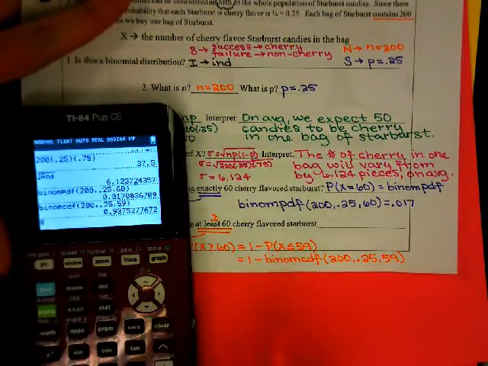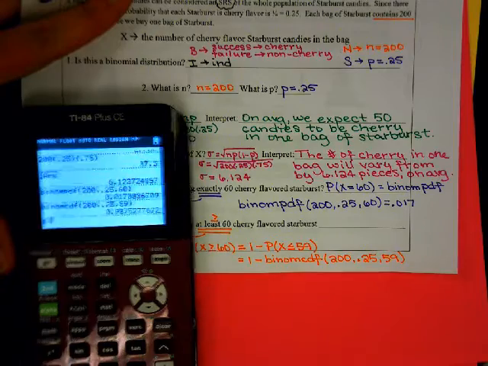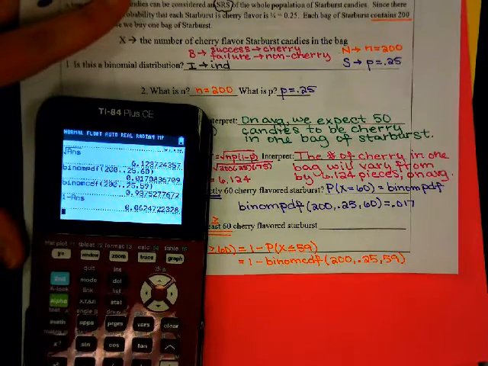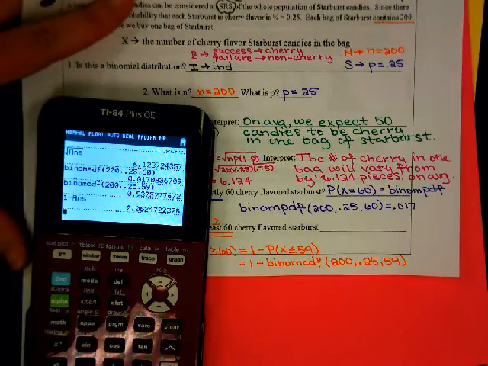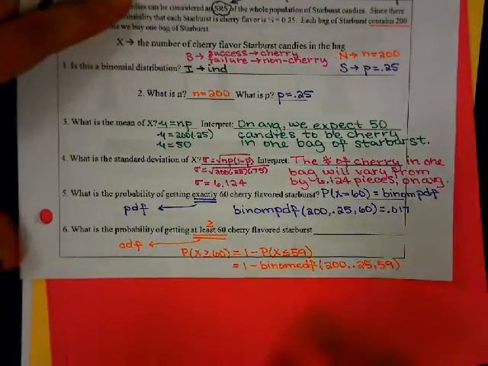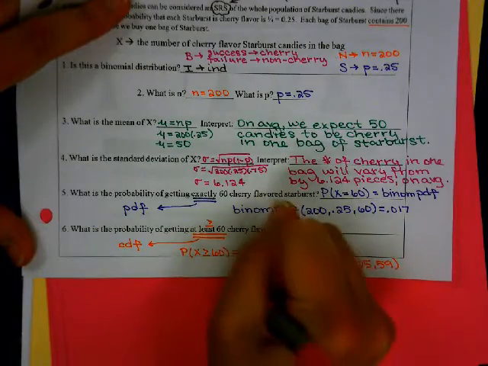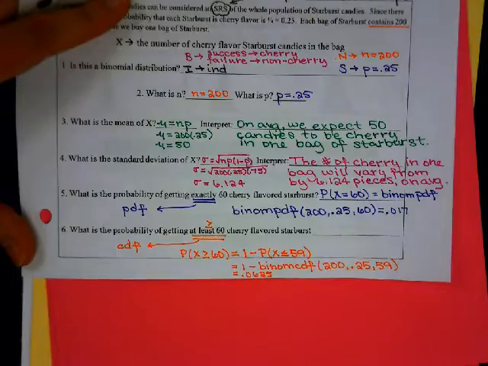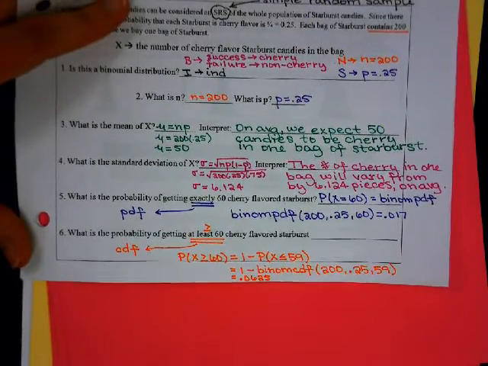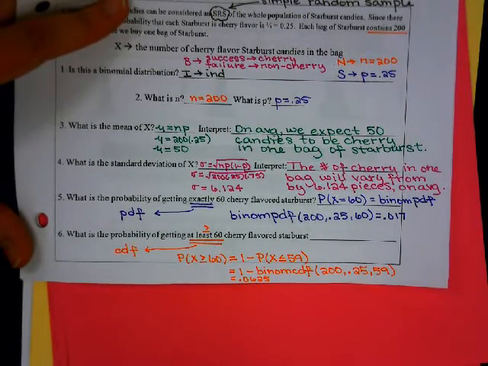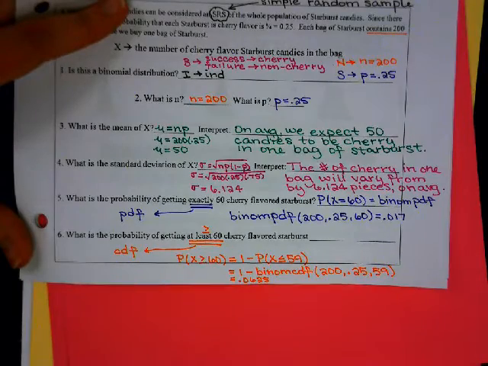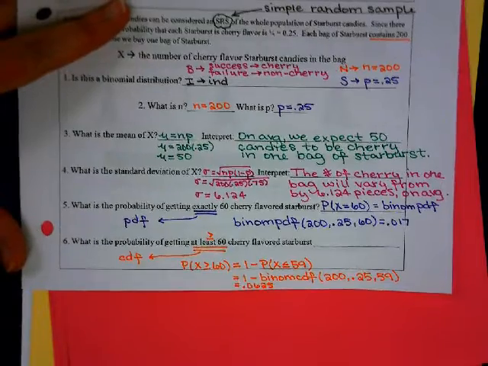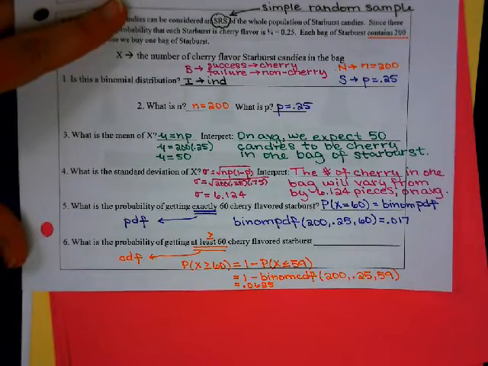And I get 0.0625. So the probability I have a Starburst bag that has at least 60 cherry flavored ones in there is about 6.25%. Right. So now we're gonna flip over.